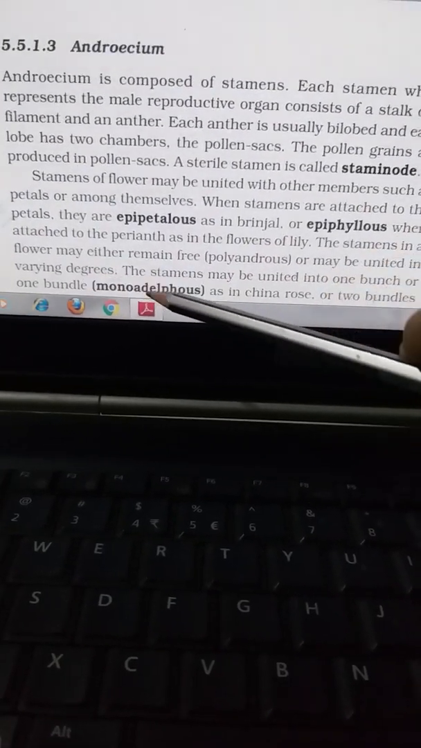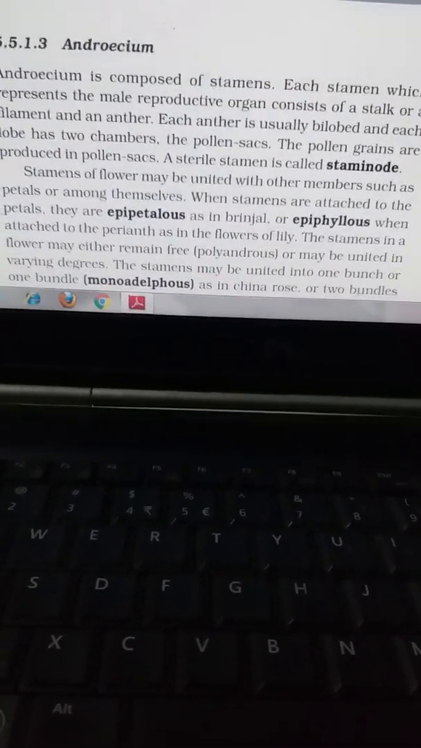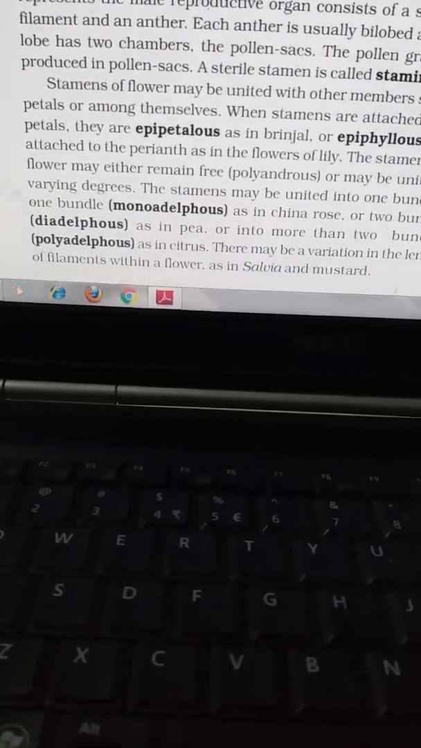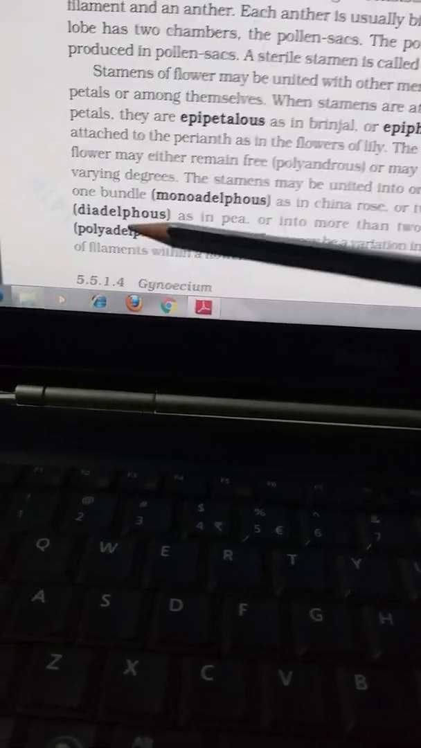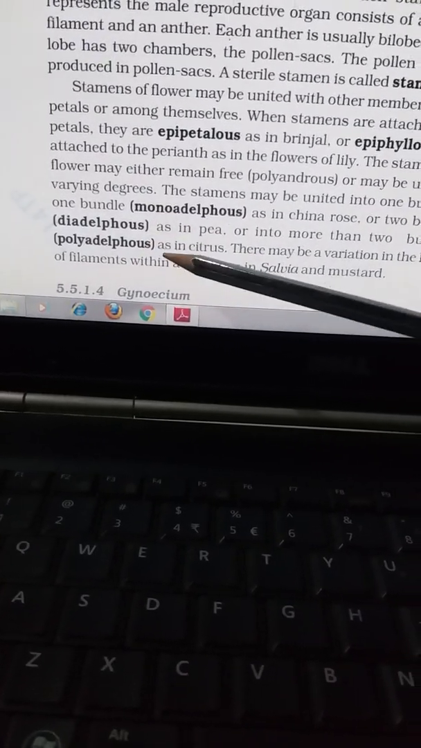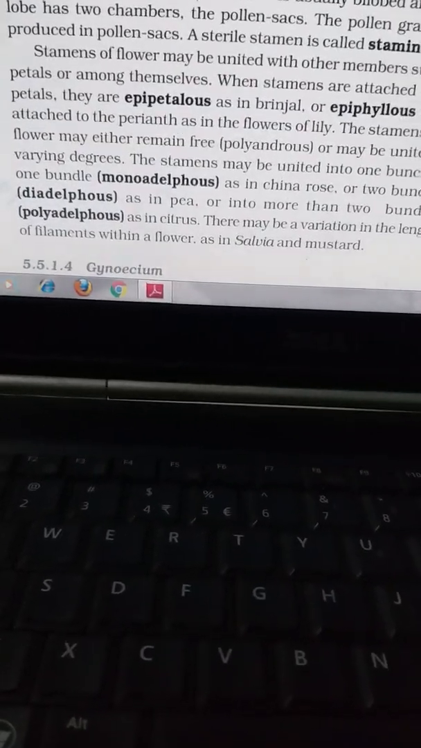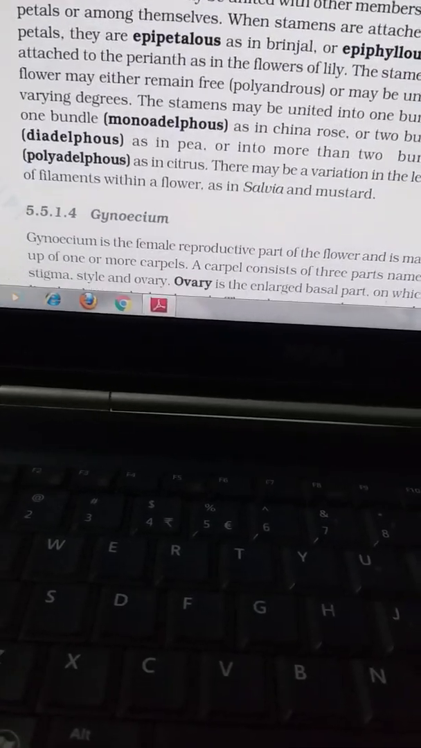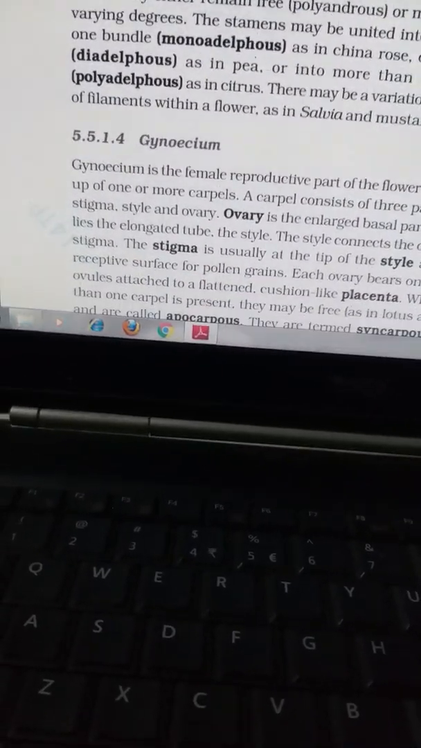And if the stamens are united in one bunch, that is known as monodelphous. If they are in two bunches, that is known as diadelphous, and if they are in more than two bundles, it is known as polydelphous. Okay, polydelphous. Now next comes the gynoecium.